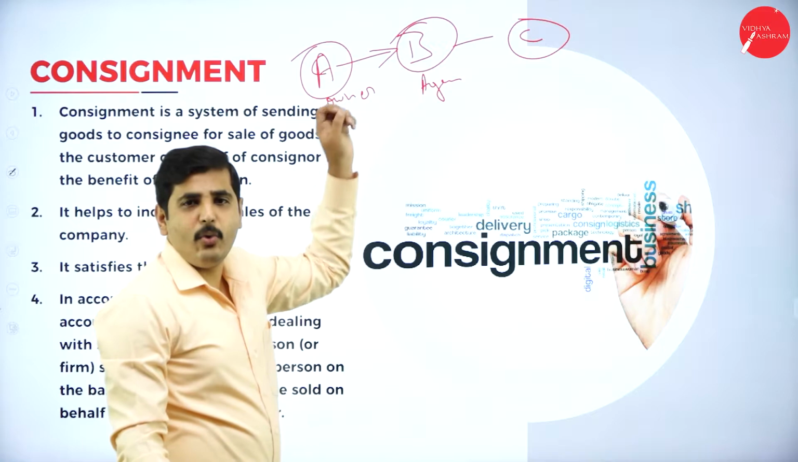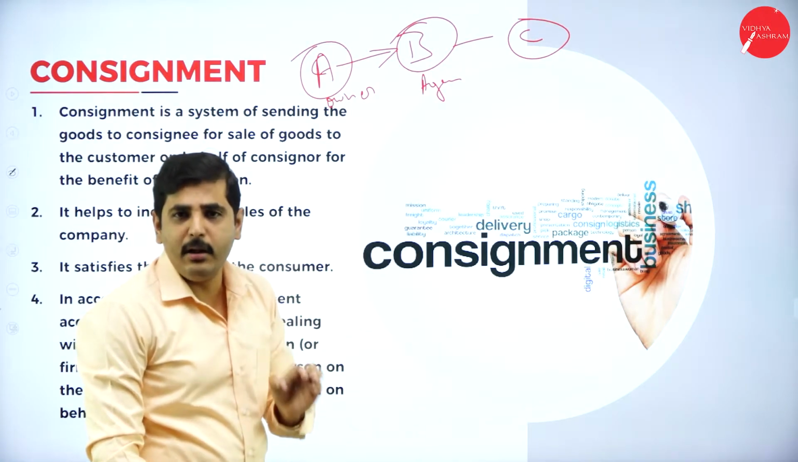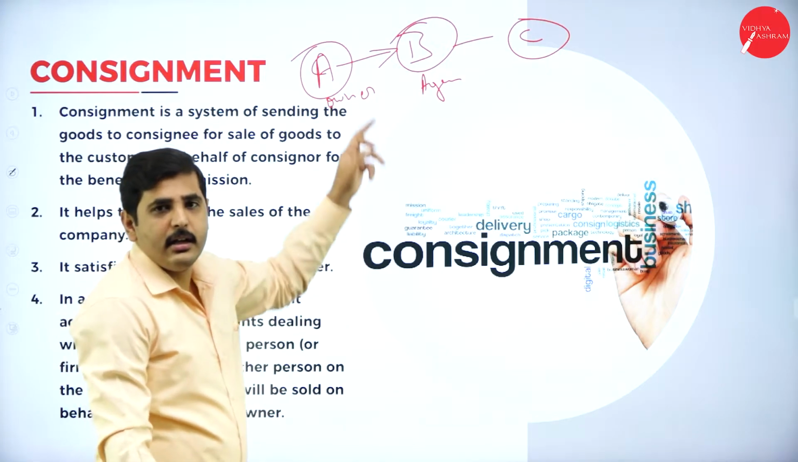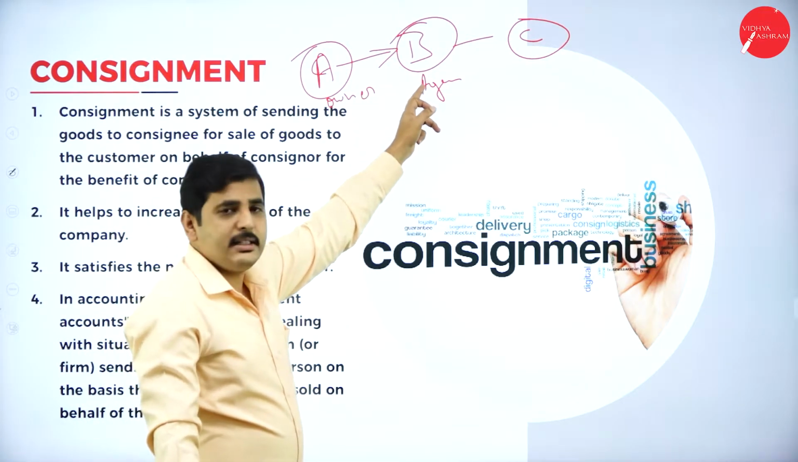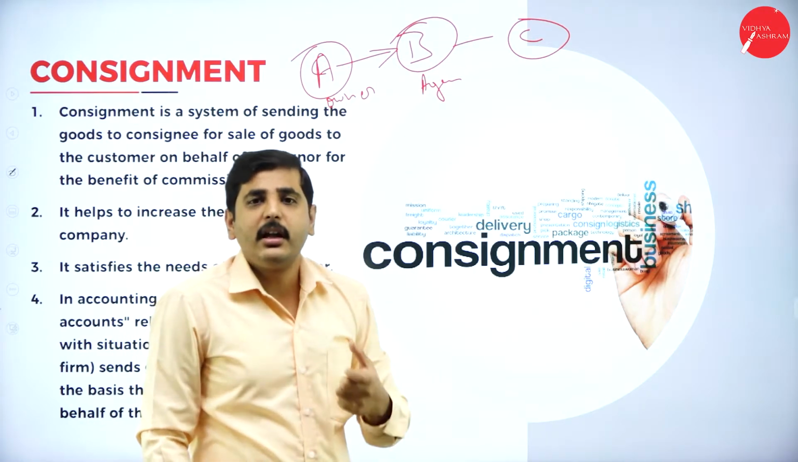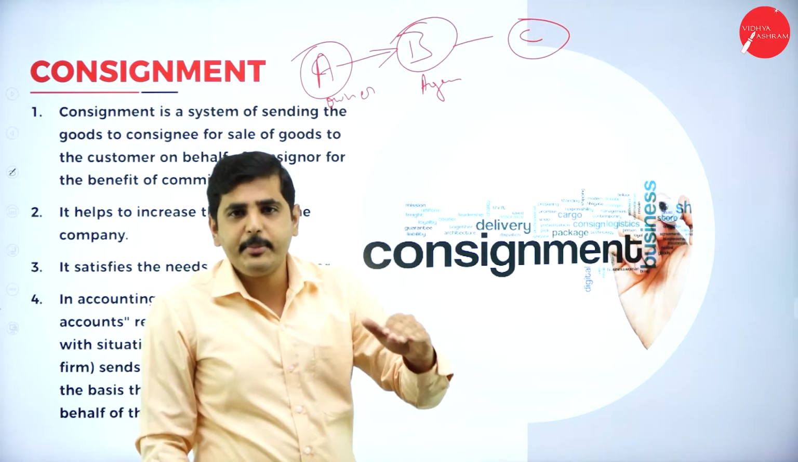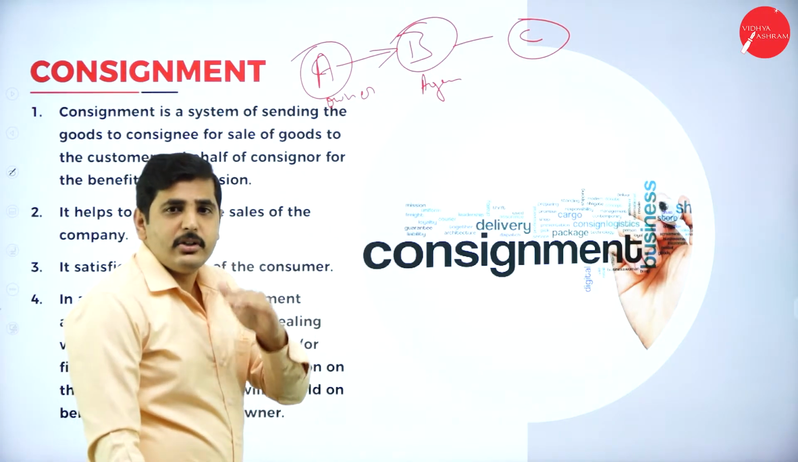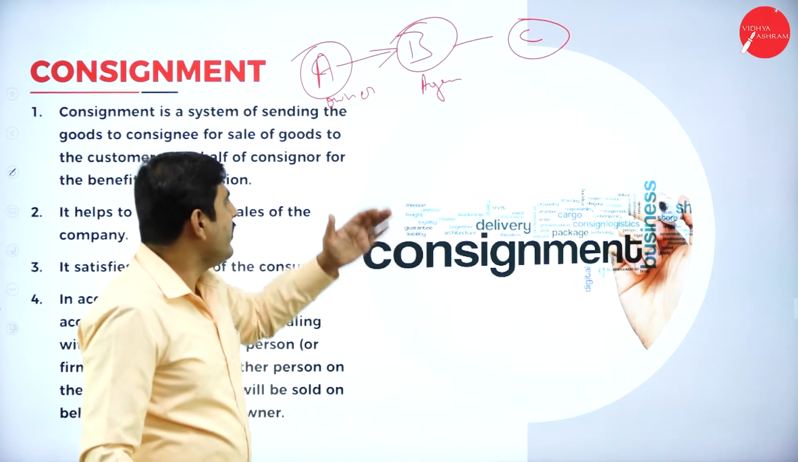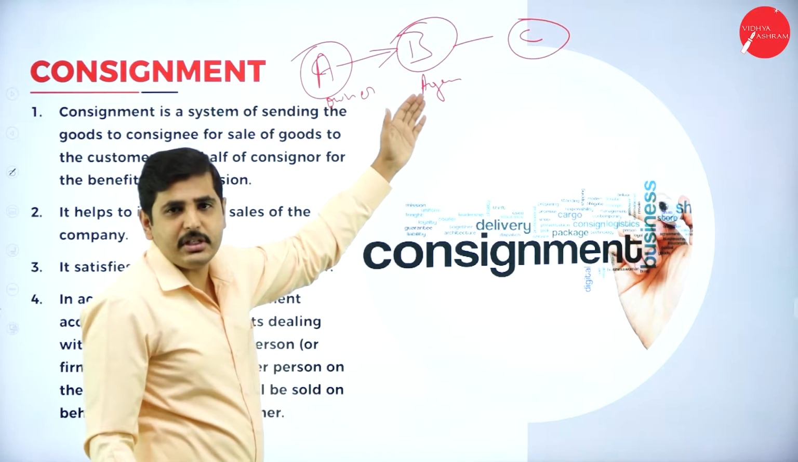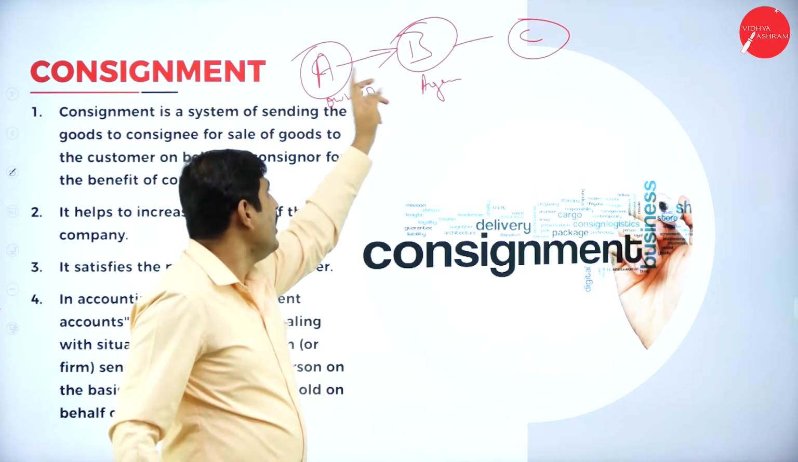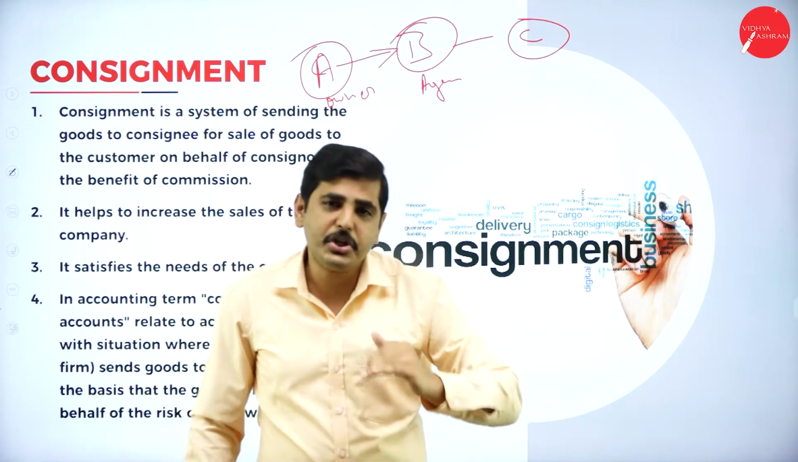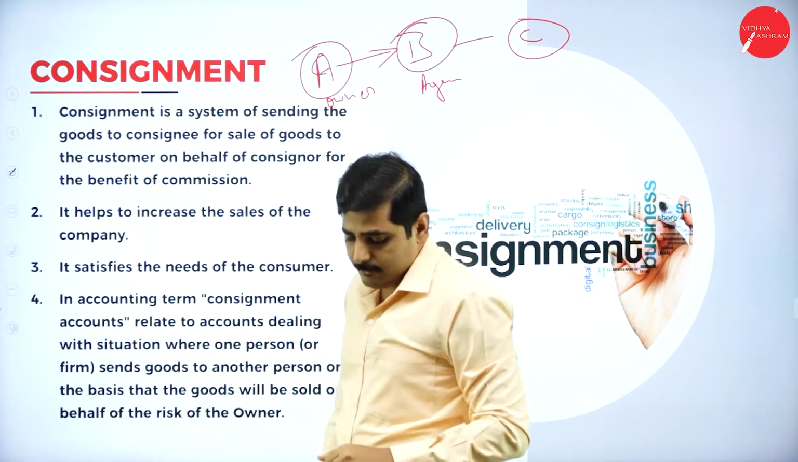So the consignee is an agent, a middleman between the customer of the product and the producer of the product. He works for commission. There are 2-3 types of commission, for example regular commission, del credere commission, and extra commission. We have so many commissions. For the commission, he sells the goods of the consignor to customers.